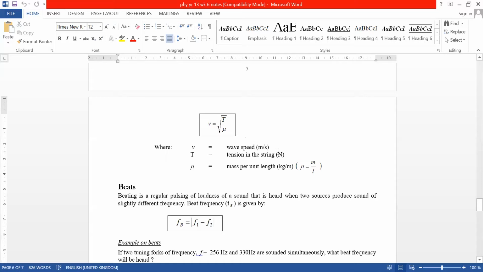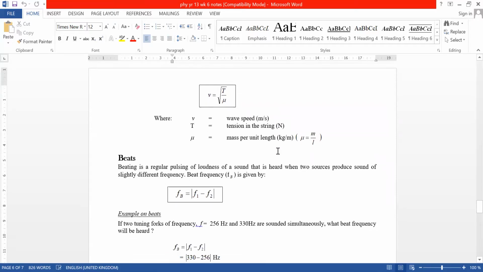Remember tension, T: if we are hanging something on the string, the weight of that mass will give the tension in the string. Then comes the beat. Beat is the difference between the frequencies that we hear. It's absolute, so it will not be negative. It's always the bigger minus the smaller one.